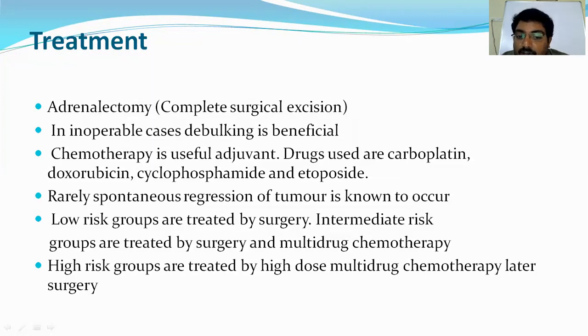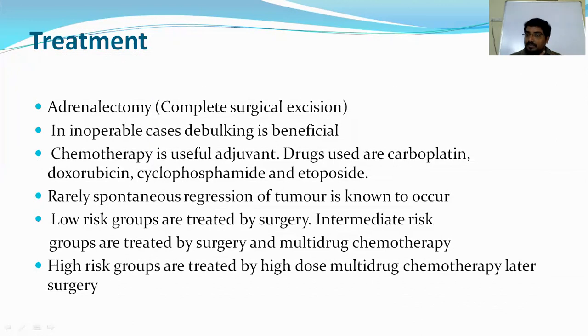High risk groups are treated by high dose multi-drug chemotherapy, later surgery. If it is surgically resectable, surgery is probably useful: adrenalectomy. If it is an inoperable case, then we will go for debulking. If it is chemotherapy, we will give doxorubicin, cyclophosphamide and etoposide. Rarely, spontaneous regression of the tumor is known to occur.